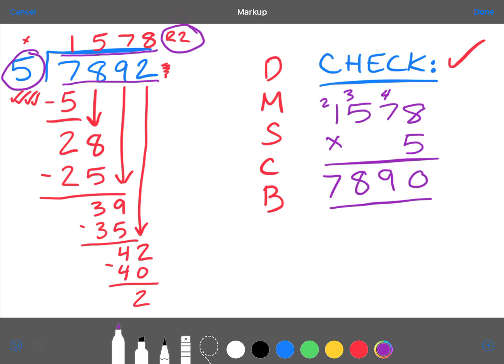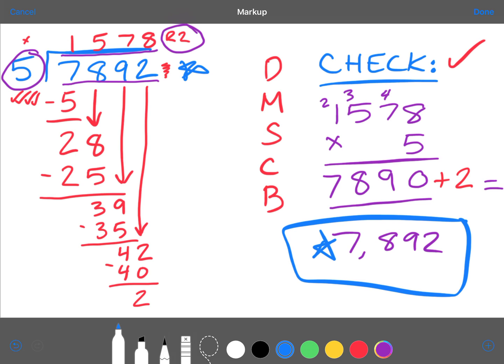So once you get your answer, when you multiply, don't forget to add on plus 2, however much you have left over. So then when you add those two math problems together, you will get 7,892, which is the same exact answer that you see at the top of your division problem. And that's how you know that you did it right. If those two numbers match, this number and this number, then you know that you got your answer right before I've even checked your homework.